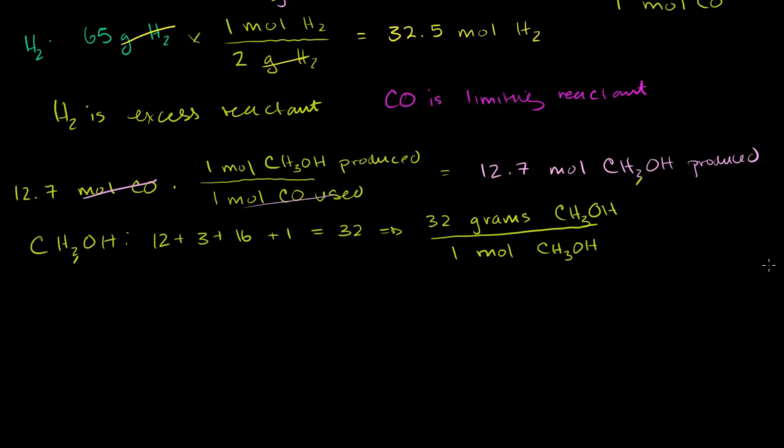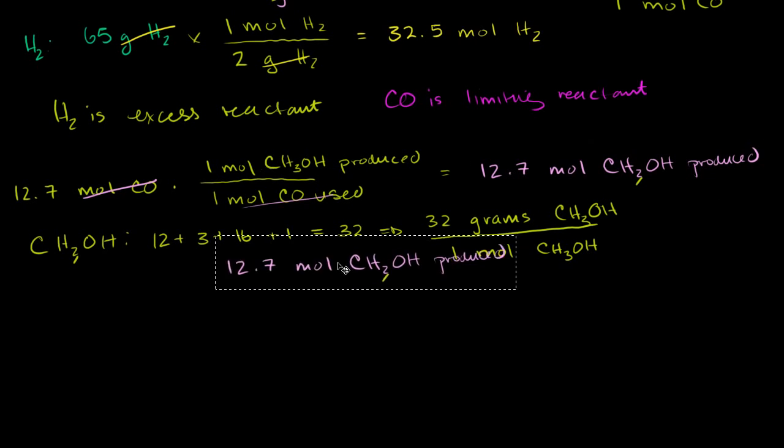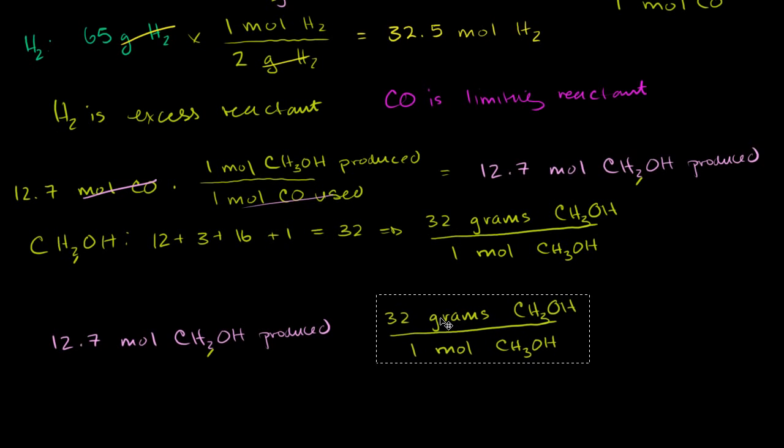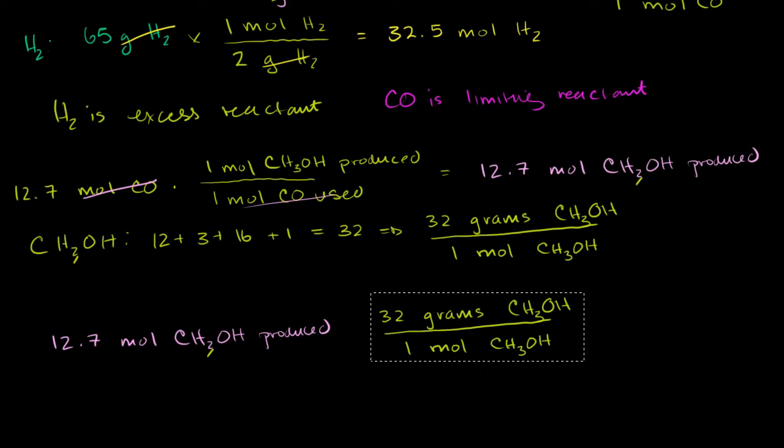Now, to convert the number of moles we have of methanol to the number of grams, we just multiply that times that. The units work out, right? This is in the numerator, this is in the denominator. Let me just copy and paste it. We can multiply it times that, and you get that right there. And I'll pick a different color, maybe a blue.